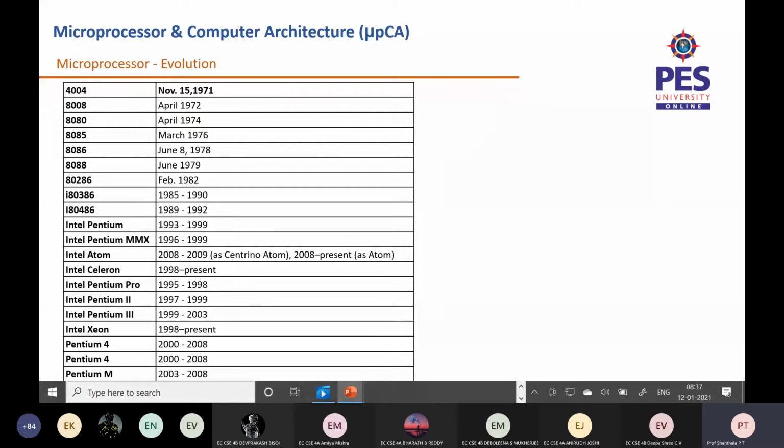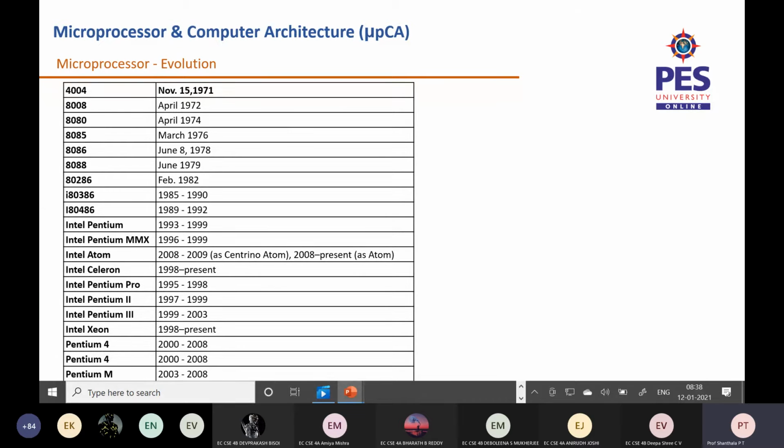And Intel introduced the Pentium processor in the mid-90s, which became very popular among desktops and systems used commercially, in academics as well as in industries. So you can start from here. The Intel Pentium started from 93. Next we have Intel Pentium Pro, Pentium 2, 3, 4, etc.